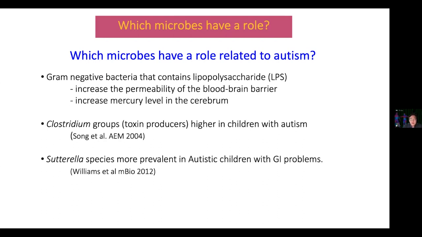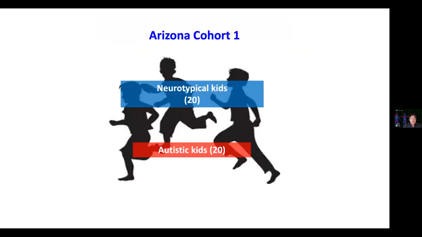When we started looking into the microbiome community, there were not many studies. Some studies mostly focused on pathogenic bacteria, so maybe certain toxin-producing bacteria like Clostridium and Sutterella species may trigger autism. But those were small studies focused on specific bacteria. So Dr. Krajmalnik-Brown, Dr. Adams and I looked into the microbial community in the fecal samples from children with autism.